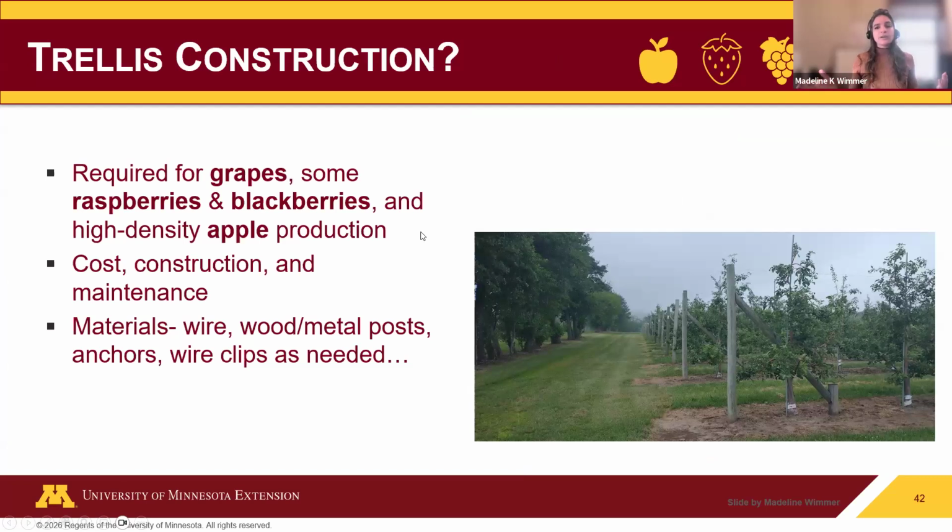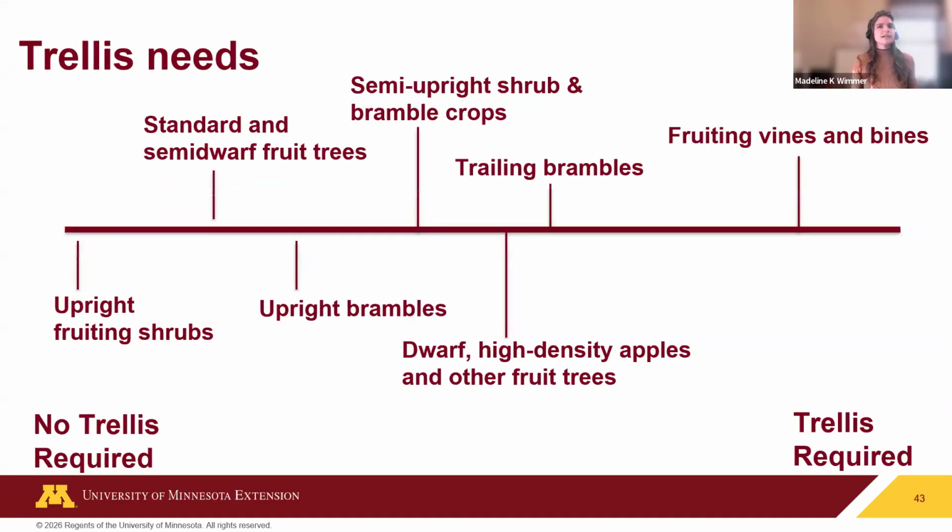And then, are you going to need a trellis? Trellises are required for some fruit crops, and they're an added expense. There's also just kind of a learning curve for how you're going to construct it and maintain it. Are you using wooden posts? Are you using metal? There are even concrete posts that can be used. And then there's a number of materials to train plants to the trellis. And here's just, again, a spectrum to show you.